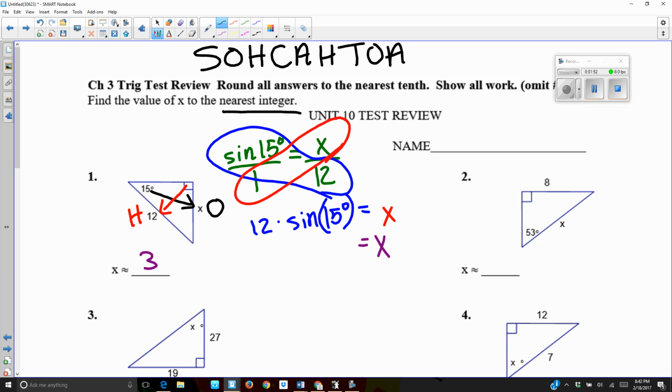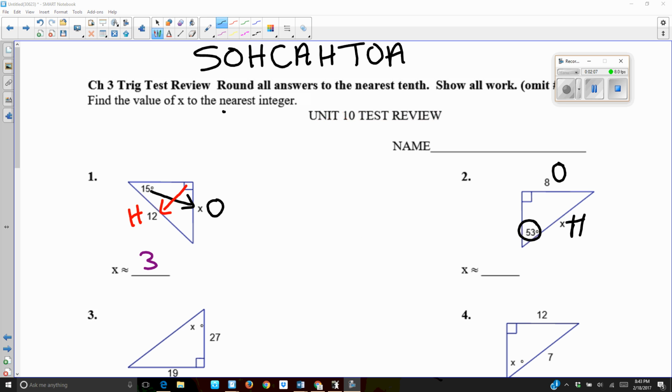All right, number 2, 53 degrees is your reference angle. 8 is your opposite side. X is the hypotenuse. So again, we're going to use the sine trig function once again on this problem. So we're going to take the sine of 53 degrees, set it equal to the opposite over the hypotenuse side.